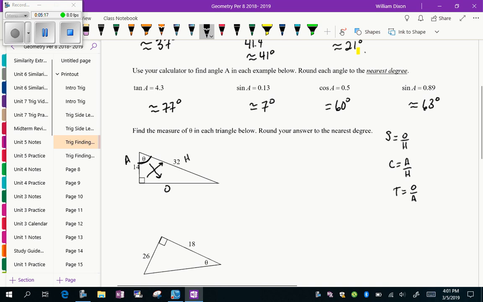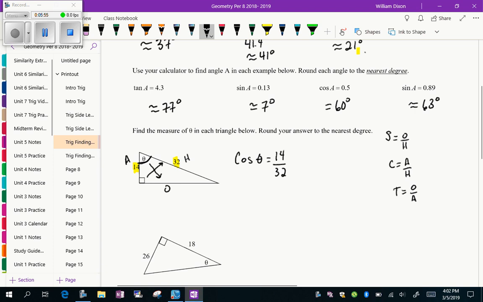I'm looking for the angle theta. What relationship do I have? I have my hypotenuse and I have my adjacent. Which trig ratio uses adjacent and hypotenuse? It's going to be cosine. So I'm going to write the cosine of theta, always some angle, the angle is what we're looking for, equals the adjacent 14 over the hypotenuse 32.